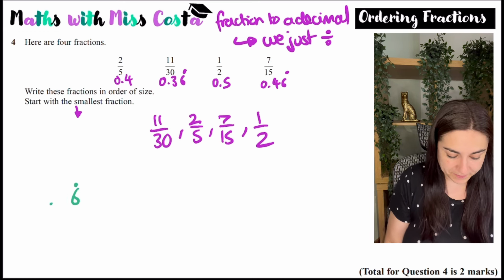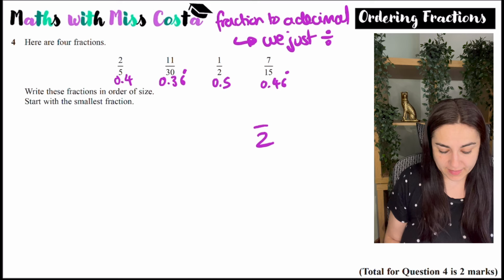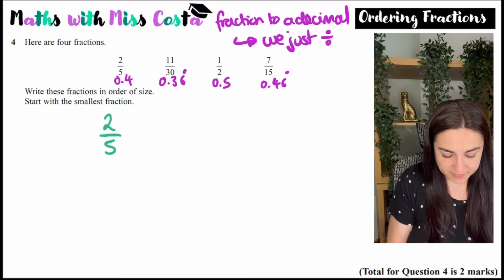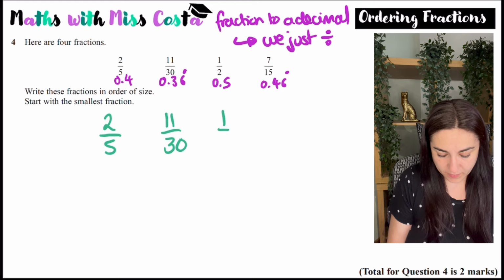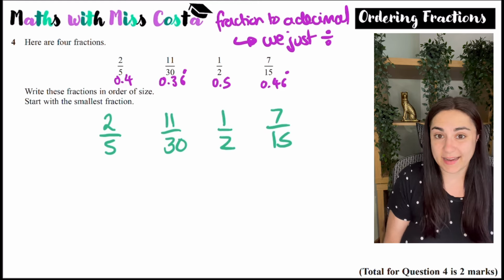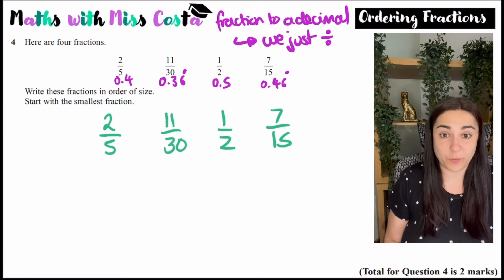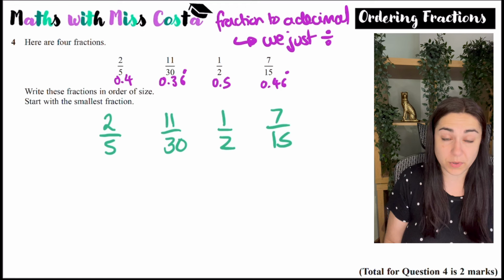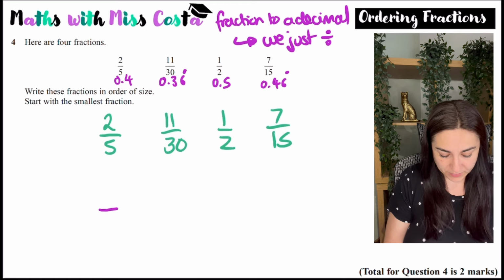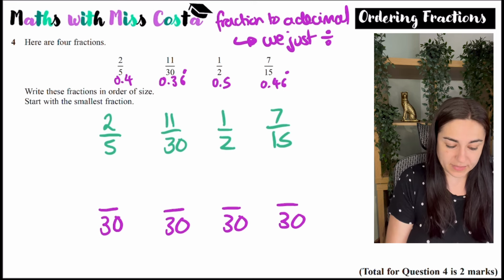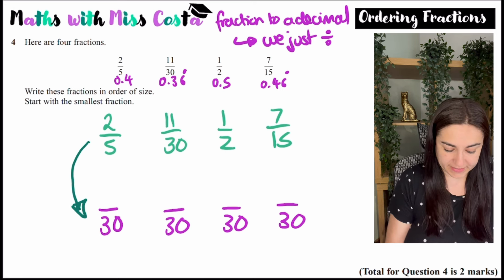Another way I could do it is all of these look like they have a very nice common denominator. So 2/5, 11 over 30, a half, and 7 over 15. All of these, if you're good at multiples, and you think to yourself, okay, what's the lowest common multiple of all of these values? You'd realise that all of these multiply into 30. So what you could do is turn them into equivalent fractions.